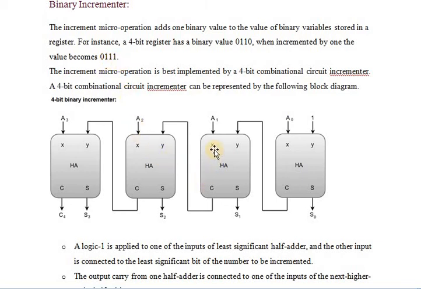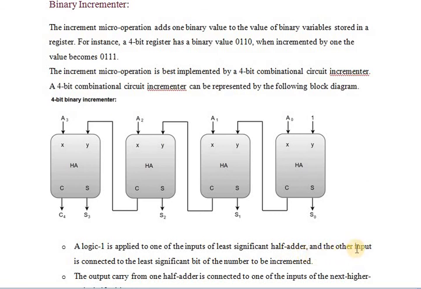Here we have A0, A1, A2, A3, and similarly S0, S1, S2, S3. This carry, if it is a 5-bit register, will be given as an input to another adder. So the output of the carry is given as an input to the next adder. Similarly, here the output is given as the carry to the next input. This is the 4-bit binary incrementer.